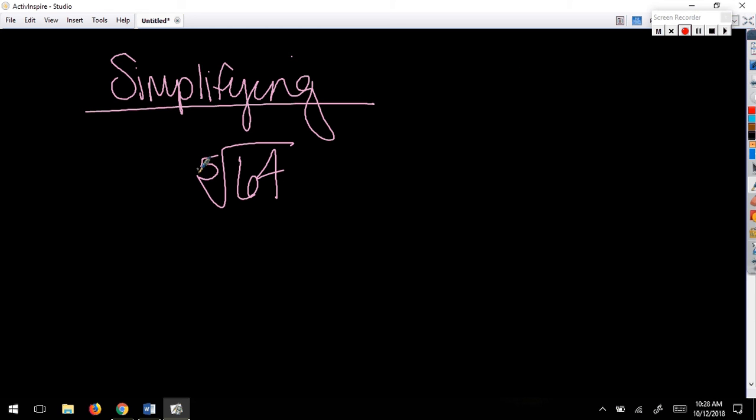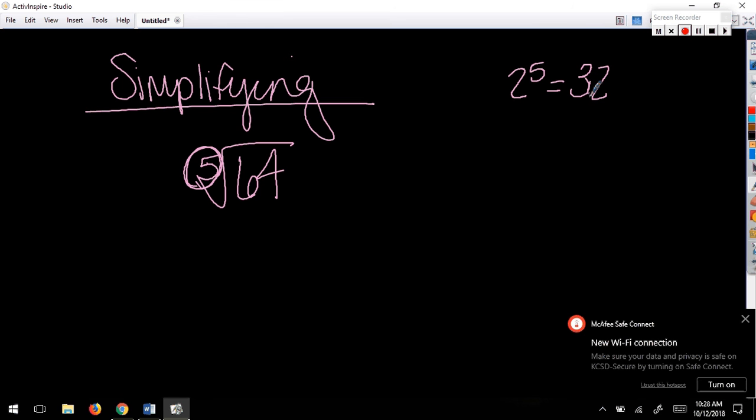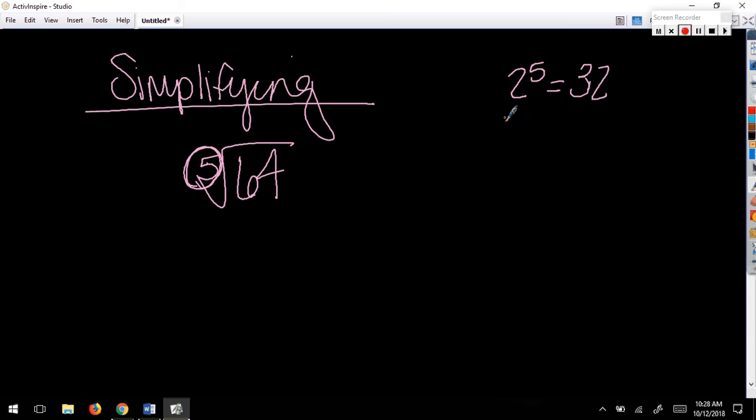Well, what I need to do is make a list. Since I'm talking about 5s, I'm going to make a list of powers of 5 off to the side. So 2 to the 5th is 32. And I can actually stop right there. If I wanted to continue going, I could, and I could have 3 to the 5th equals 243, and already I'm too big to divide into 64. So you'll find that the bigger that root is, the fewer numbers that you actually have to list out.